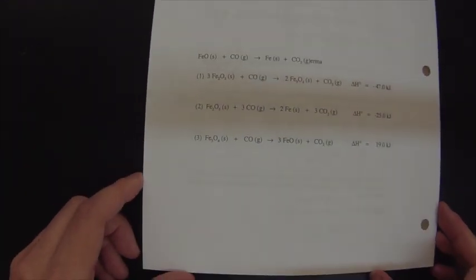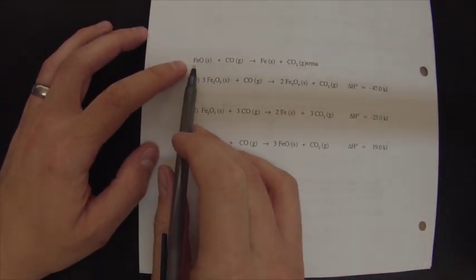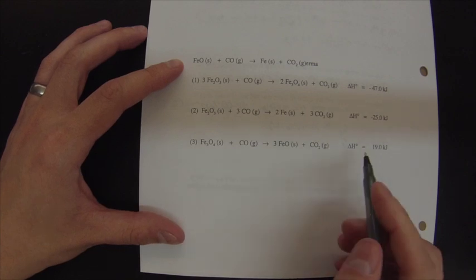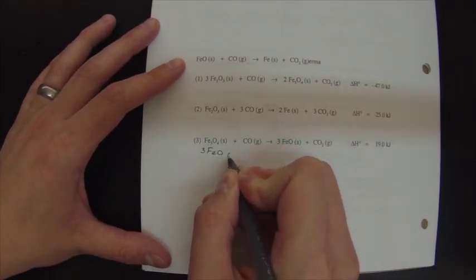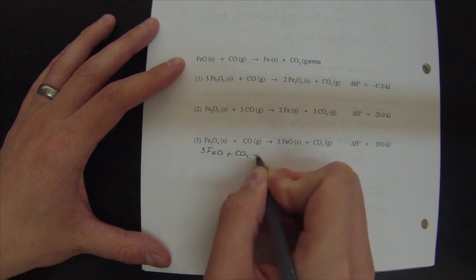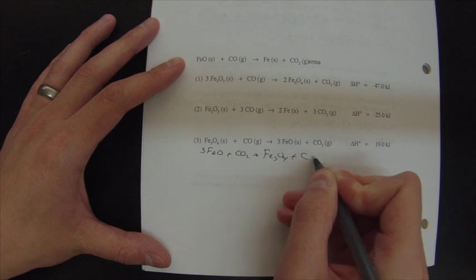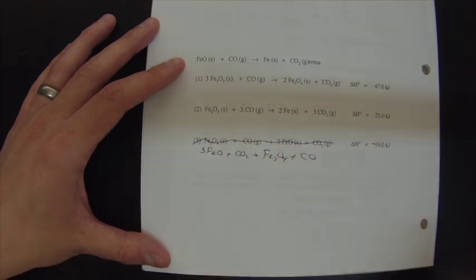All right, so this next one is not as easy, which is good practice. So you look at this and we need FeO on the left. It's currently only on the right, so we need to flip this bottom equation. So everything that was on the right goes on the left, everything that was on the left goes on the right, and this becomes negative. Beautiful.